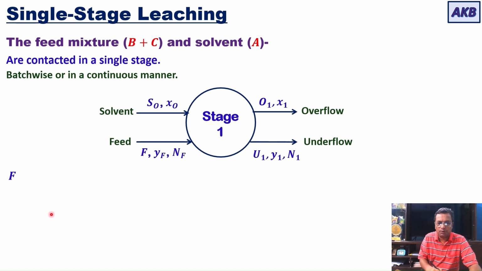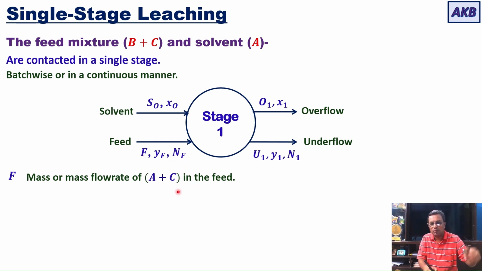Now let us talk about the notations. In this case, F represents mass or mass flow rate of A plus C in the feed mixture. So mass if it is a batch operation, mass flow rate if it is a continuous operation, and this time it is mass or mass flow rate of A plus C that is present in the feed mixture. So this is a different way of defining F. The way F is defined in case of leaching is different. F considers mass or mass flow rate of just A and C that is present in the feed.